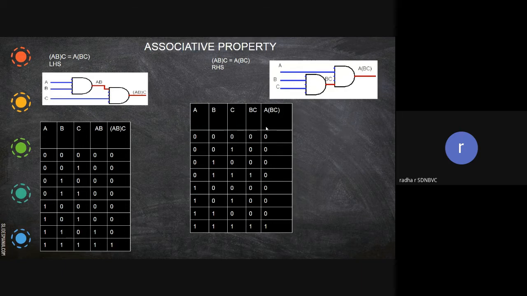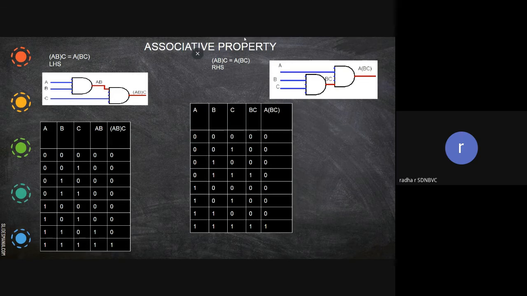Now A into BC means this into this. So here 0, 0, 0. This is also 0, 0, 0, 0. And here you have 1. Okay, now you check the LHS and RHS, both are same. For these ABC combinations, you have the answer to be the same.